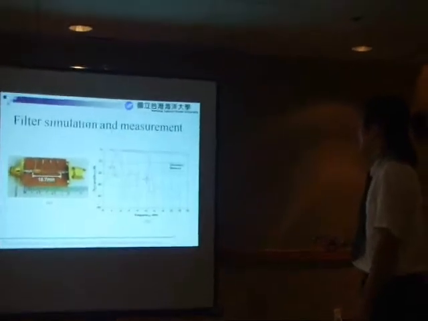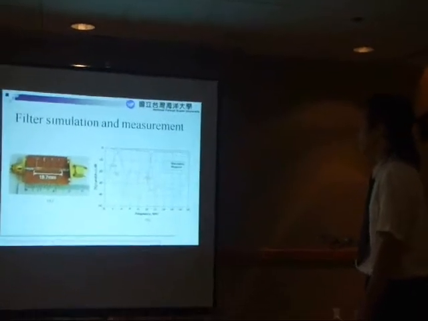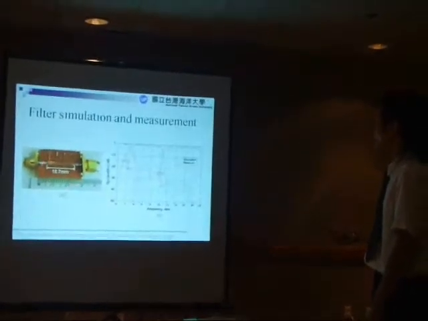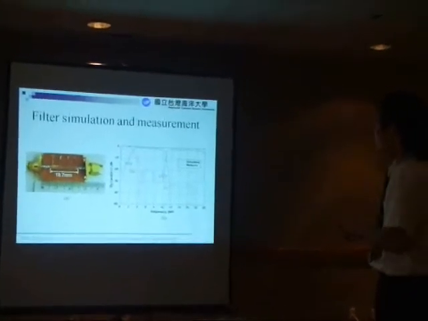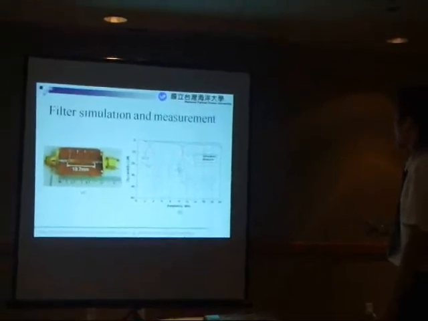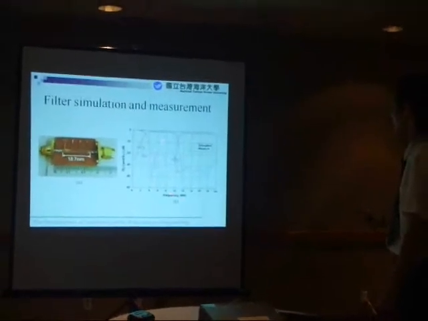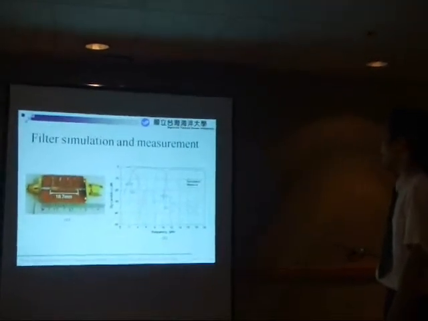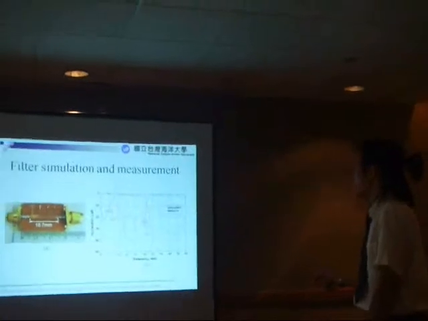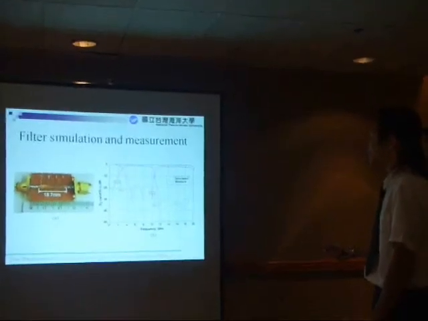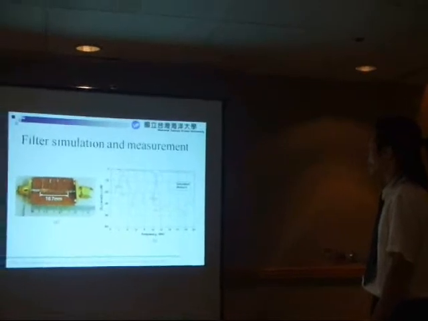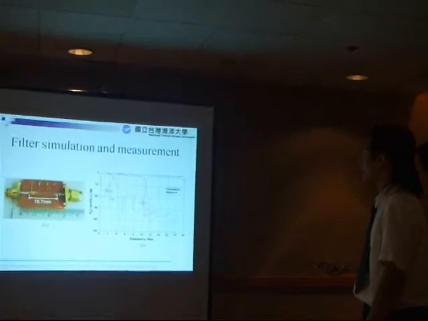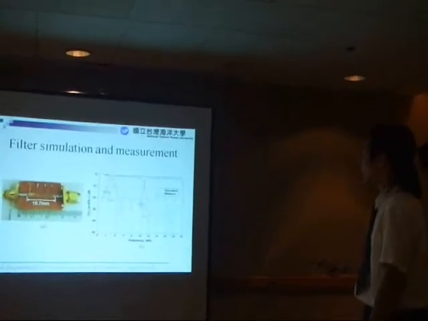Okay, we see this figure. Figure 8 shows a photograph of the practical ultra-wideband bandpass filter. Both the measured result and the simulated result are shown in Figure 8. The ultra-wideband bandpass filter using hybrid microstrip defected ground structure is built on an FR4 substrate with relative permittivity epsilon r of 4.4 and a thickness of 0.8 millimeter.